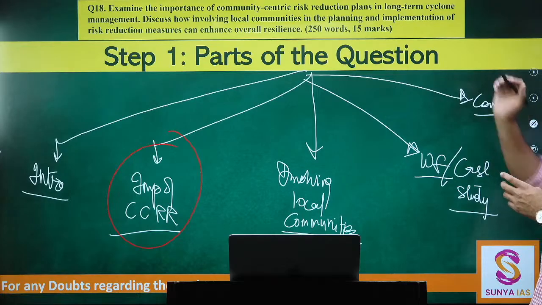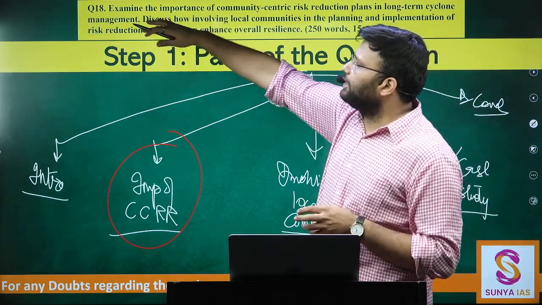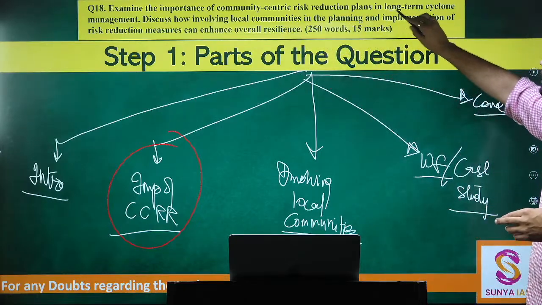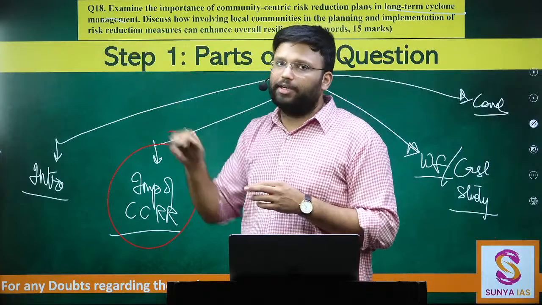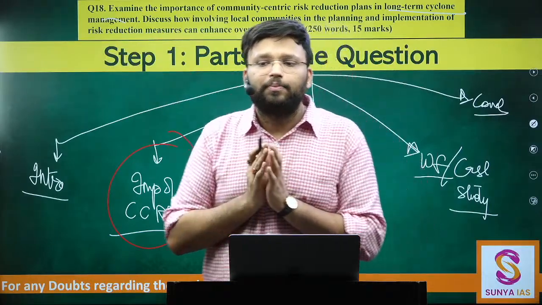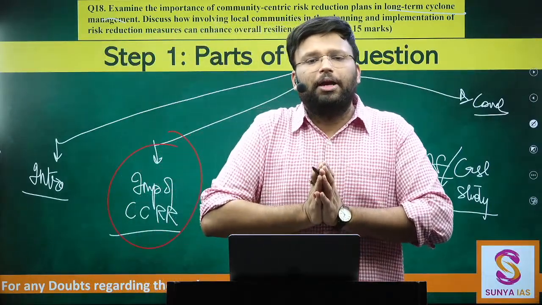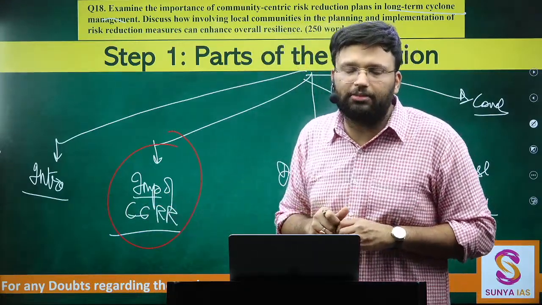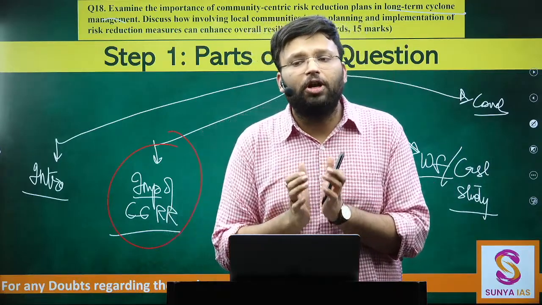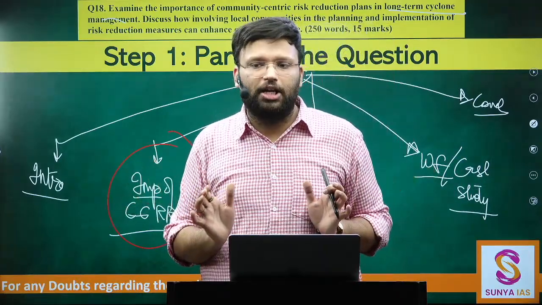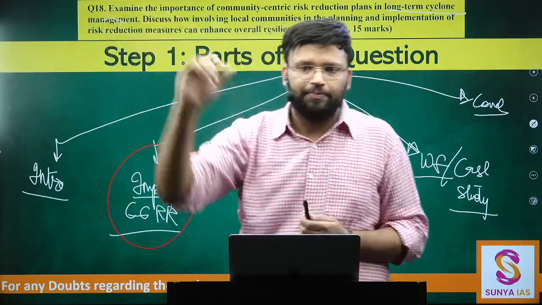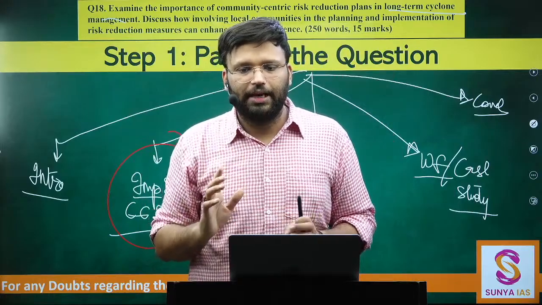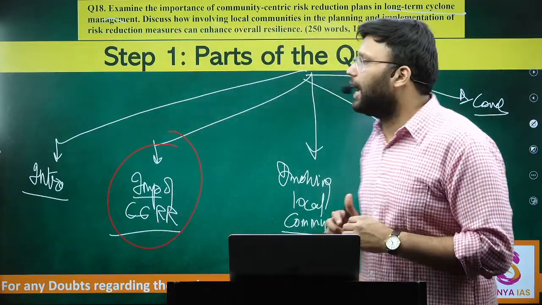Before that, I want to tell you one thing. If you read the first line, examine the importance of community centric risk reduction plans in long term cyclone management. If you want to generate points on the importance of community-centric risk reduction in long-term cyclone management, first of all, you will have to break down cyclone management. How to break down cyclone management? You must remember that there is one cycle for disaster management, right? Directly, you can use that cycle.